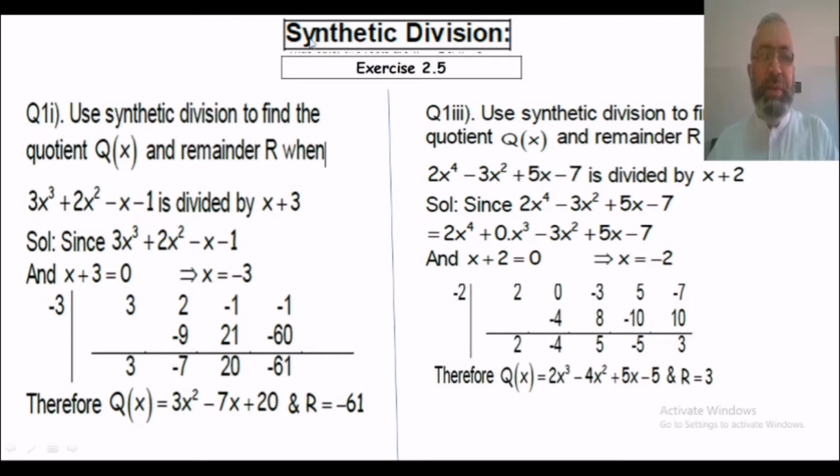Our topic today is synthetic division. We will discuss synthetic division for exercise 2.5. So, what is synthetic division? Instead of long division, sometimes we perform synthetic division to reduce equations of higher degrees, for example degree 3, degree 4, degree 5, etc.